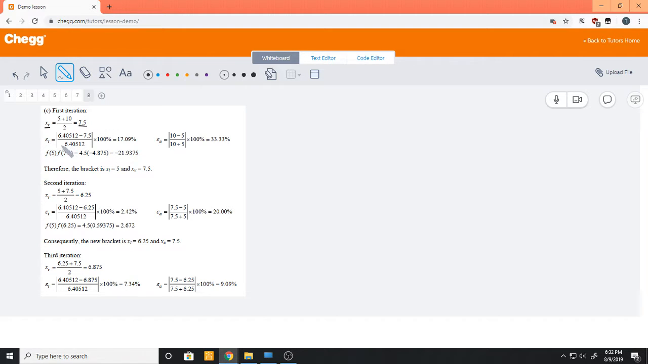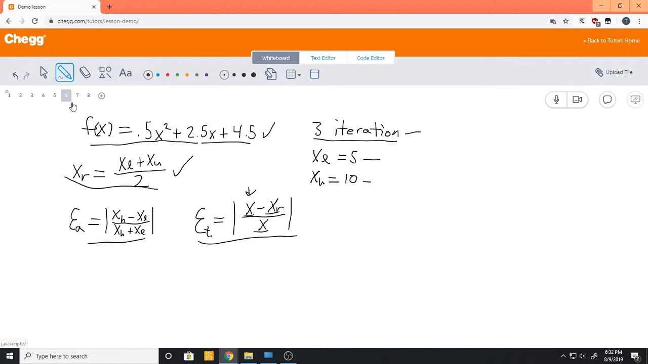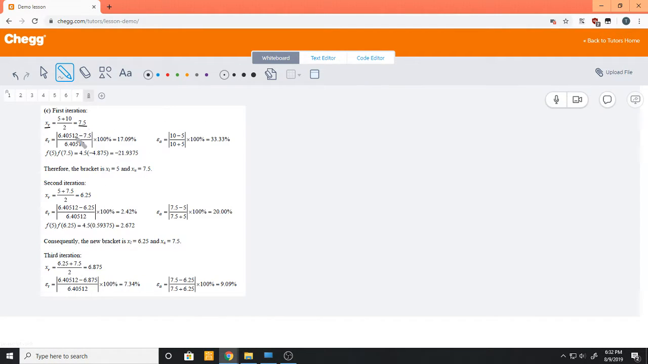Now we can calculate our true error, using this equation right here. I already calculated our root using the quadratic formula, and the root is 6.40512. By plugging that into our equation for true error, we get 17.09%.